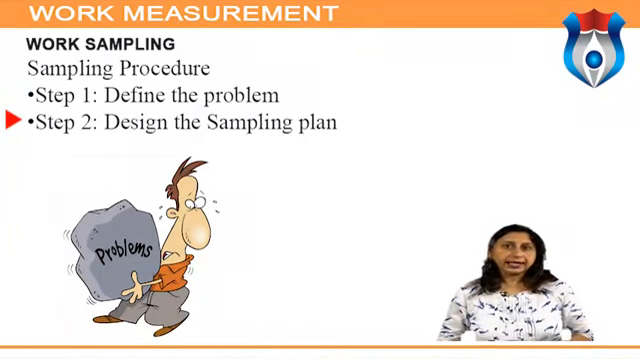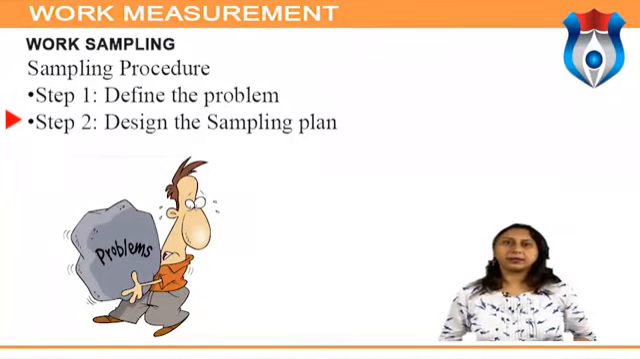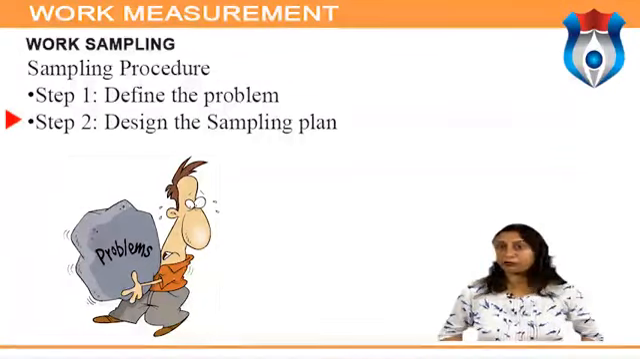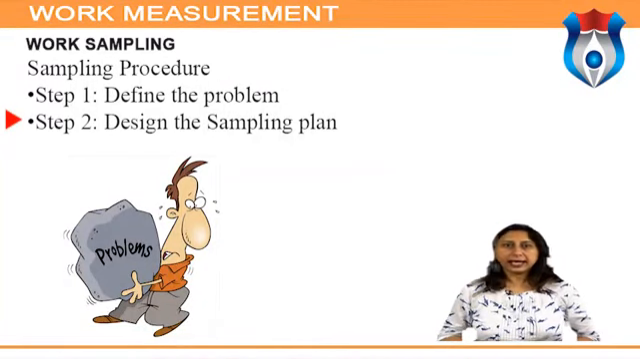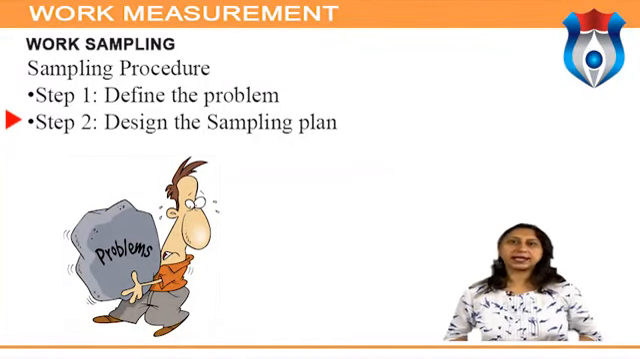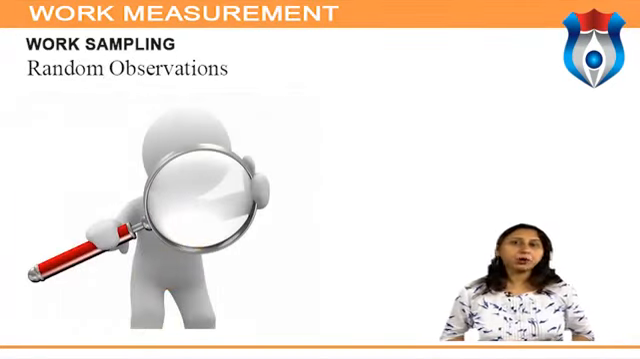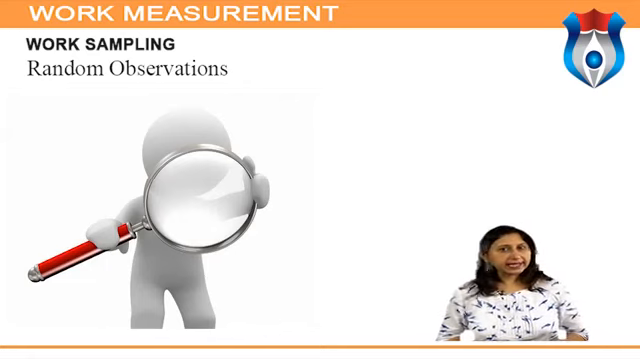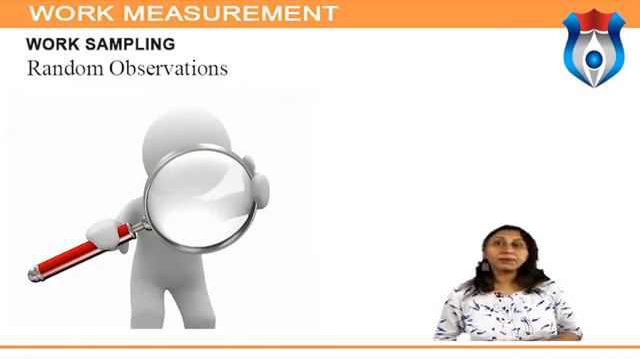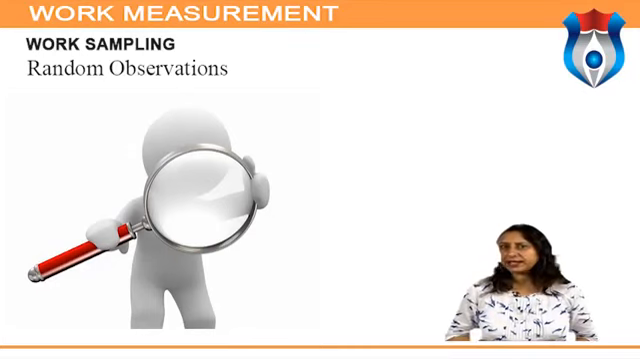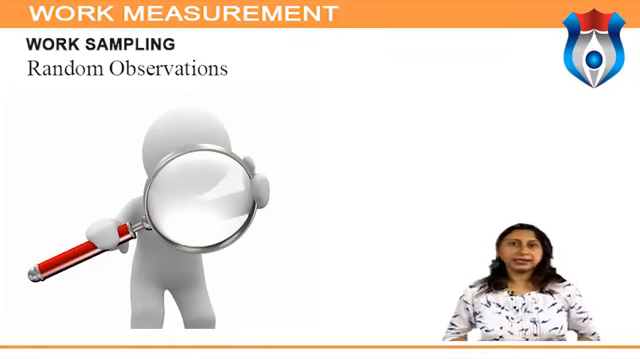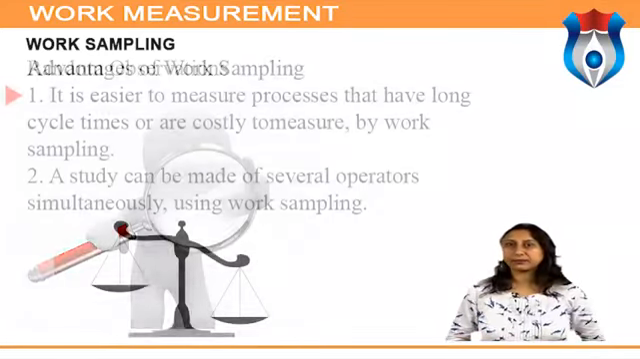Step 2. Design the sampling plan. Estimate a satisfactory number of observations to be made. Decide on the period of study, for example, 2 days, 1 week, etc. Random observations. The next step in work sampling is to take observations. An important factor is that the observations must be random. This can be ensured by using a table of random numbers to determine times for observation taking.